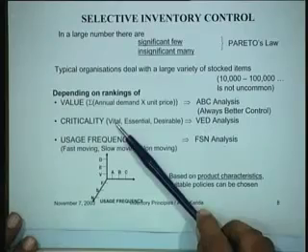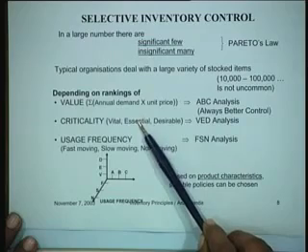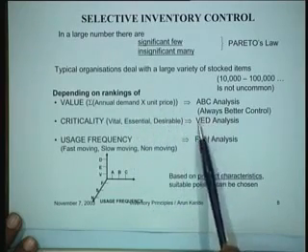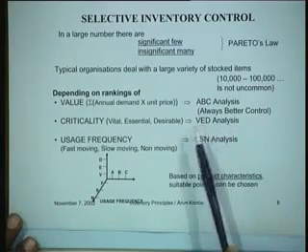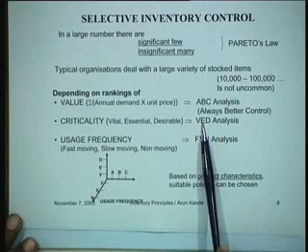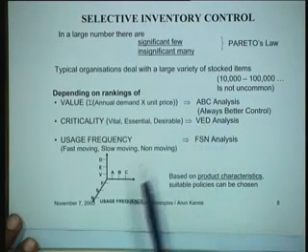Such items are called vital items. Then we have essential items, and then we have the desirable items. So VED analysis is another way of looking at the criticality. This is the most critical item, less critical item, and the least critical item.